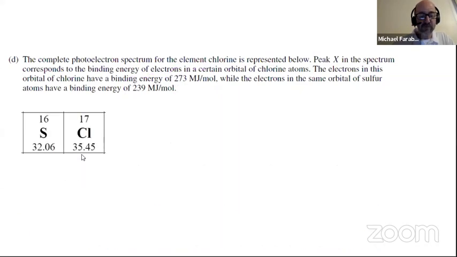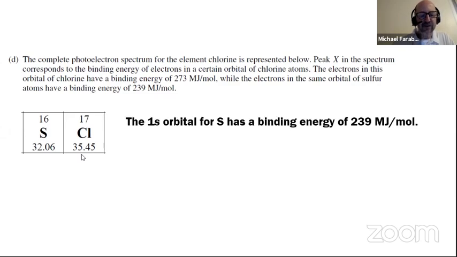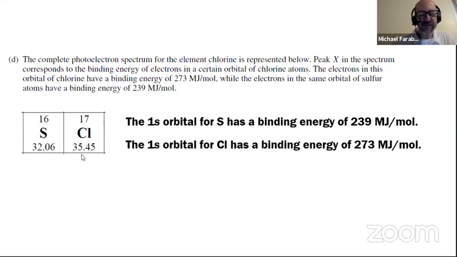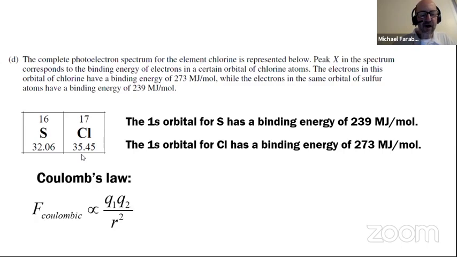Now, we talked about Coulomb's law earlier. We'll talk about it again. So the binding energy for the 1s orbital is 239 megajoules per mole for sulfur, and it is higher, 273 megajoules per mole, for chlorine. Now, we're not going to talk about the distance between the nucleus and the outer shell. There is not a significant difference in size.